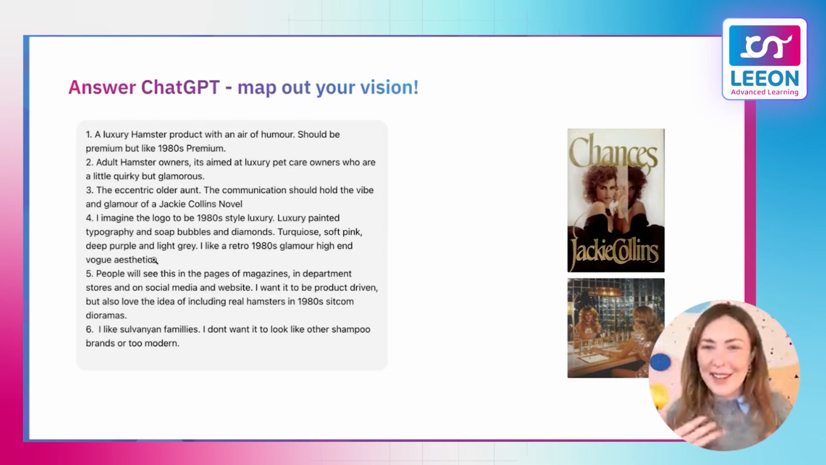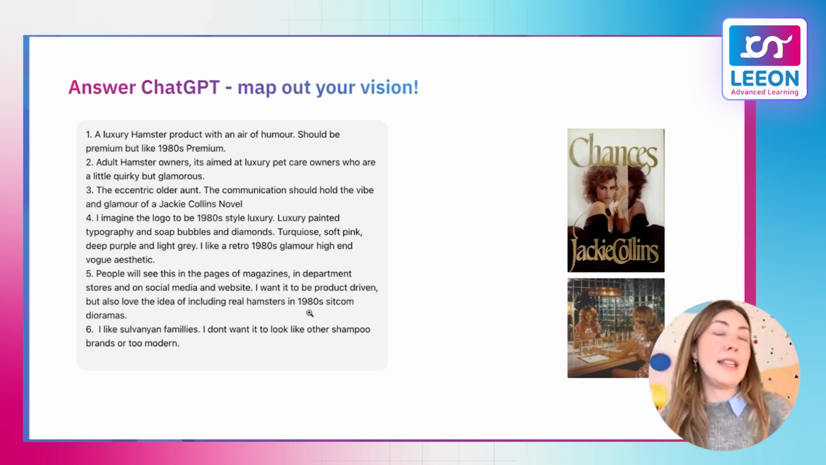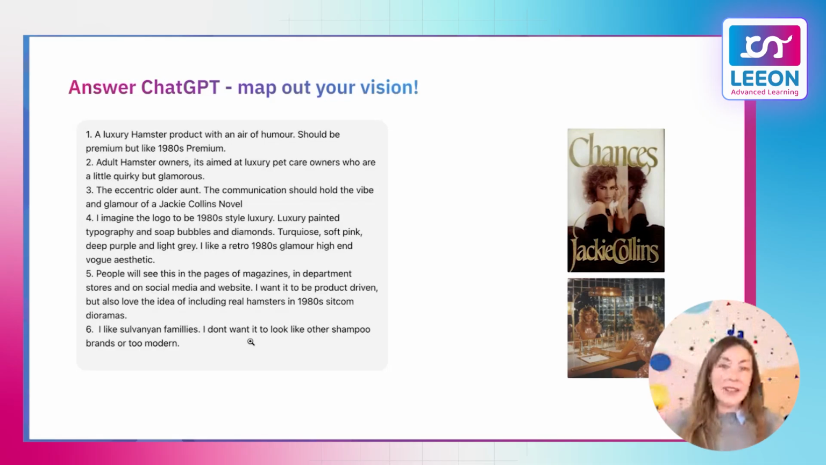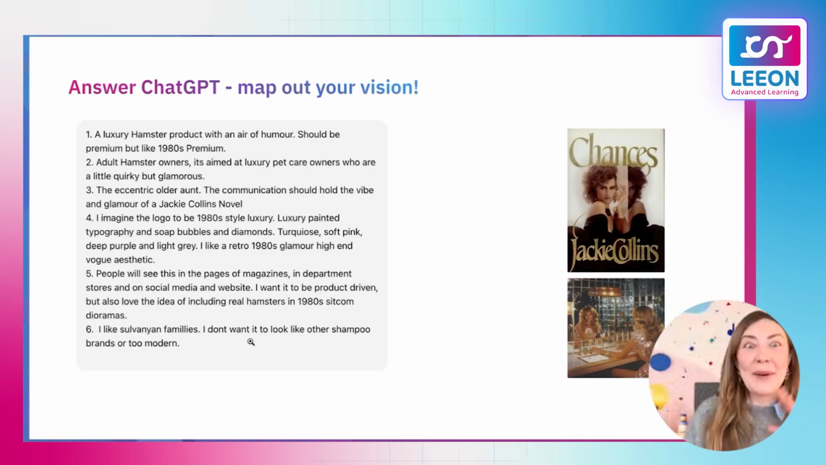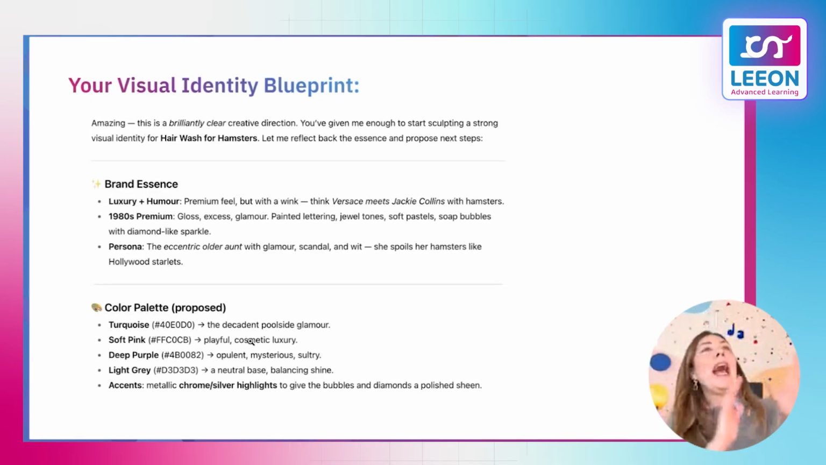Okay, so you can see what I'm building here, right? People will see this in the pages of magazines, in department stores, on social media, and the website. I want it to be product driven, but also love the idea of using real hamsters in 1980s sitcom dioramas, a little bit like Sylvanian Families. I don't want it to look like other shampoo brands or too modern. Okay, so you can see I've really come up with a real plan here. So let's see what happens next. Pop that into ChatGPT, and out comes our visual identity blueprint.